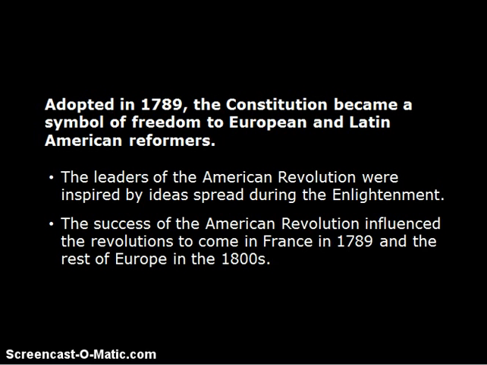Finally, in 1789, the Constitution was officially adopted, and the country of America as we know it today officially began, with the type of government that we have now. 3 branches. You have the legislative, executive, and judicial, and we will spend some time talking a little bit about that at the end of this unit.